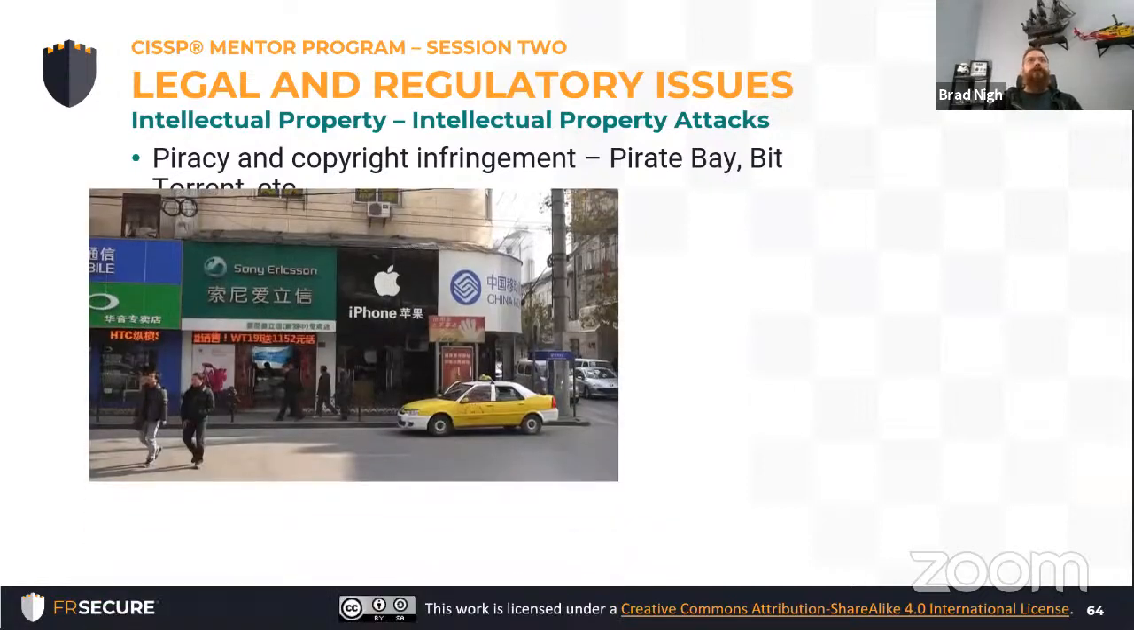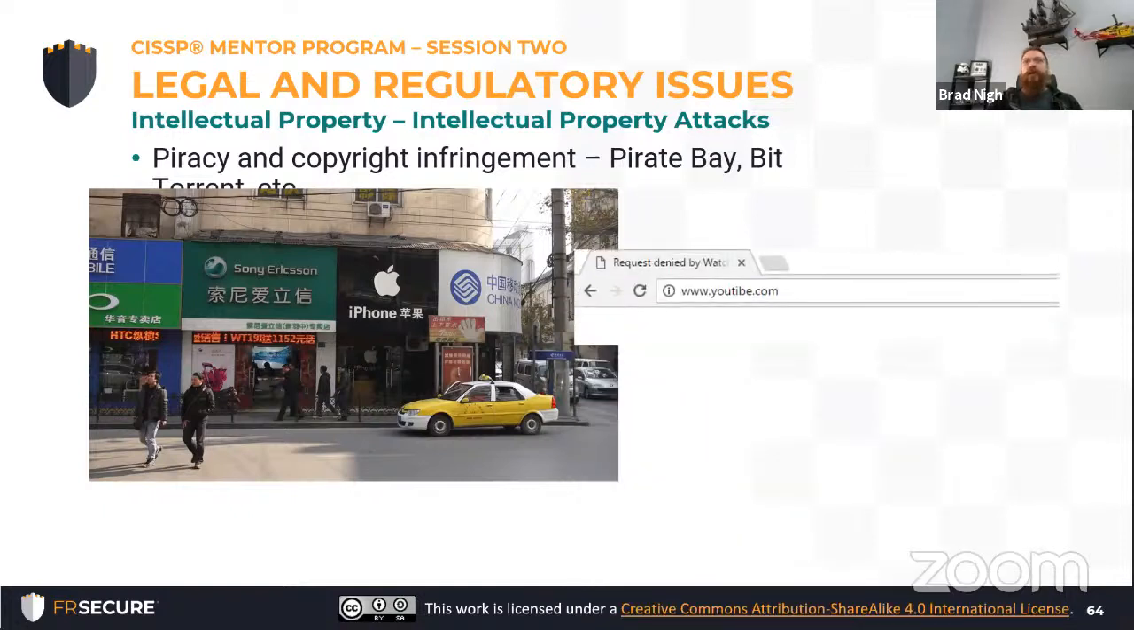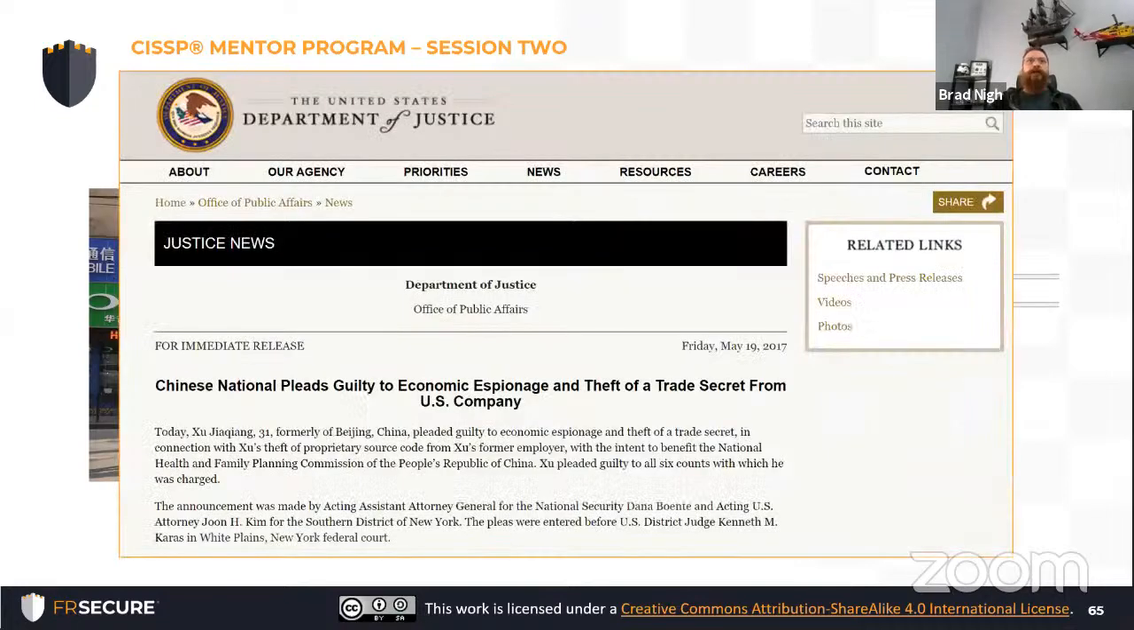There we go. So here you can see some counterfeiting, probably not legit. Here's an example of that typosquatting. And then theft of a trade secret. So here you can see proprietary source code.